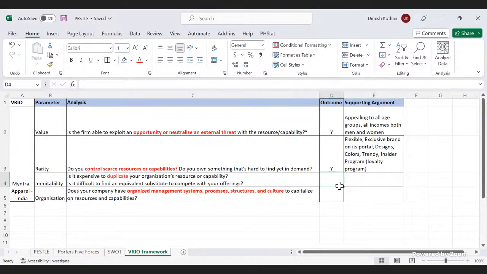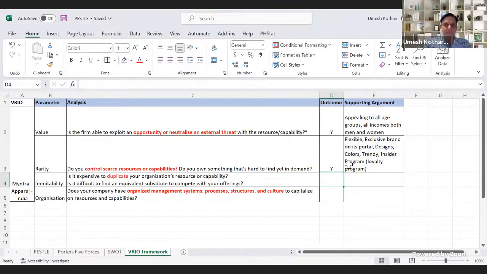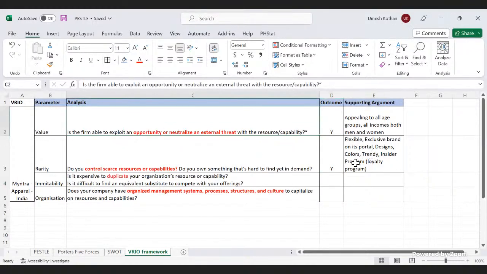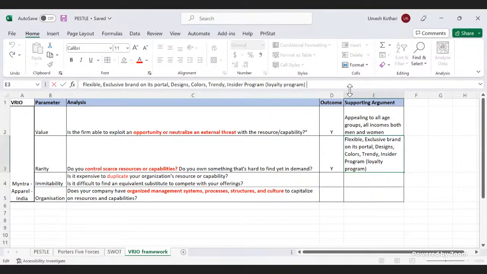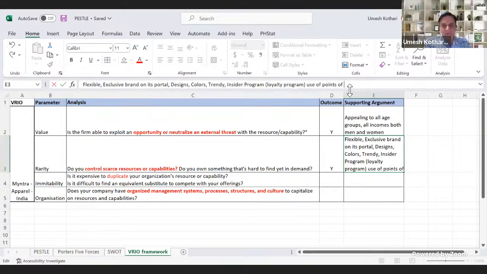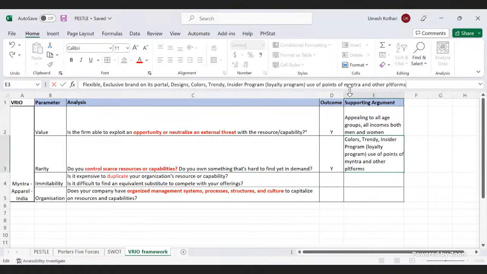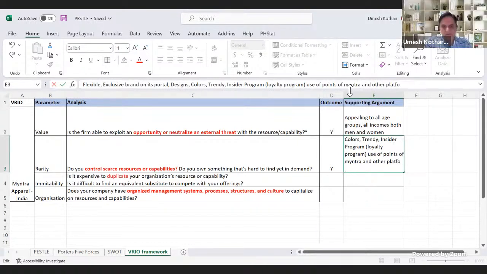Adding to the points from the same group, the insider points are unique and rare because the points you collect are based on the shopping you do, and you can also use them on different platforms, not just Myntra. I can use the same points on Flipkart. That is why it makes it rare. You can use those loyalty program coins on Myntra and other platforms that support super coins. So that adds convenience to their customers.